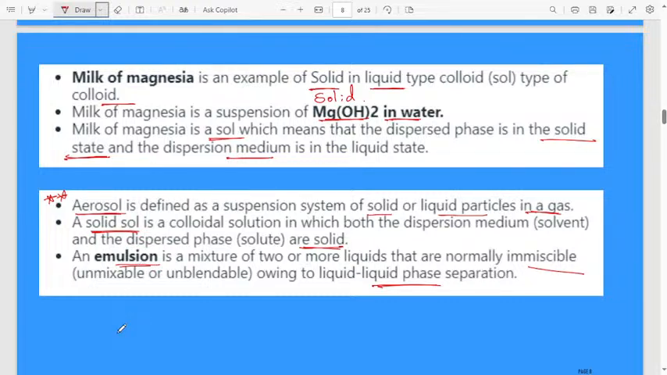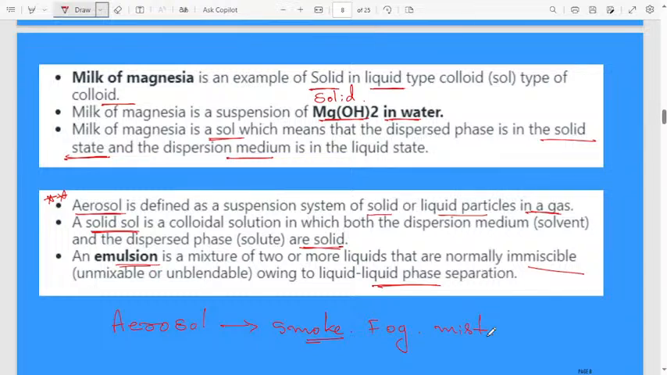Example for aerosol, you are asking. Examples for aerosol are smoke, fog and mist. Smoke is also a best example. You can observe fog, mist, everything. The dispersed state may be solid or liquid, but the dispersed medium will always be in gaseous form. Understood?